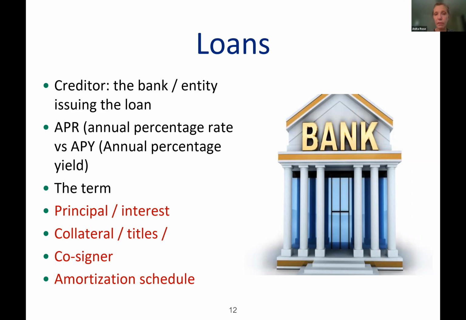The term is the length of the mortgage. We pay principal and interest in our payments each month on our loan. And then we usually have some type of collateral attached to the loan. Could be a car, could be a house, property, and so forth. Equipment, but on a personal level, it's typically a house and a car.